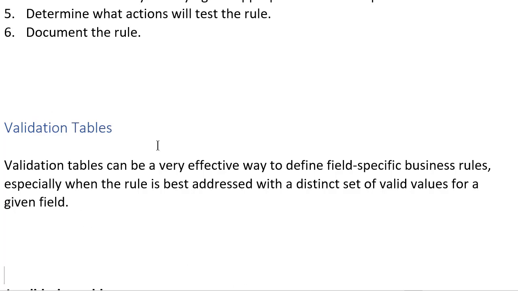The last topic that we wanted to talk about and make sure you understood in this chapter was validation tables. And they can be very effective in terms of their use and being able to define field-specific business rules, especially when you can limit the number of valid values for a given field. So again, the example is like if you only wanted people to enter valid zip codes, you might have a whole table that just has valid zip codes in it they could choose from.